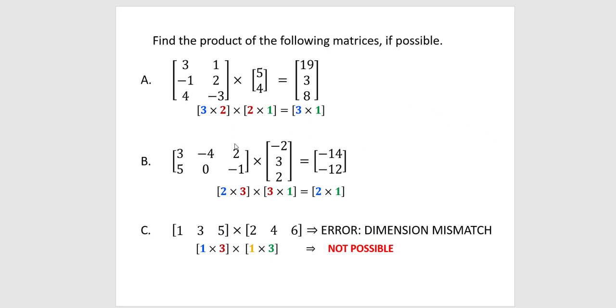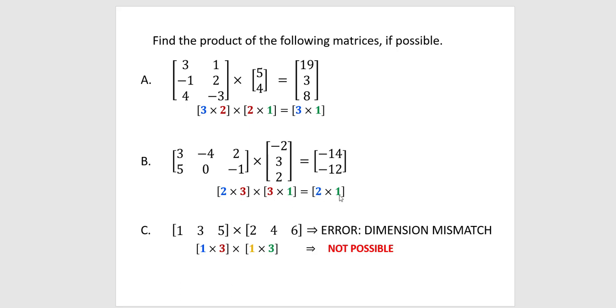On the second set of matrices, the number of columns in the first matrix and the number of rows in the second matrix are both 3, so they can be multiplied. The number of rows in the first matrix is 2. The number of columns in the second matrix is 1. So our product matrix will be a 2 by 1 matrix.